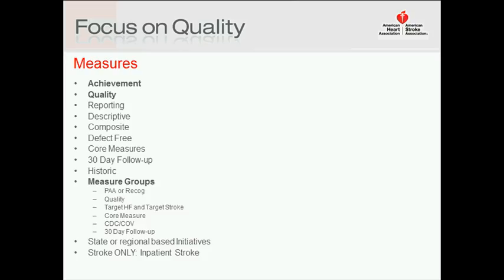Okay. So then we have our measure groups, which are our time savers. These are selected groups of measures so that you don't have to choose each measure individually, but can run a report, say, on the 7 or 4 performance achievement measures without having to select them all individually. And we have various groups of measures to save you time.